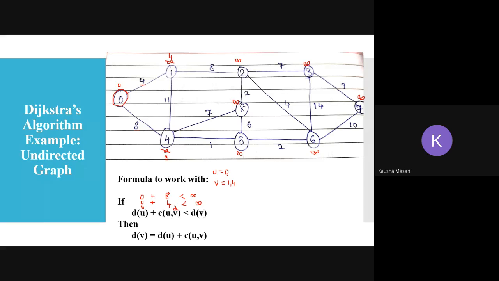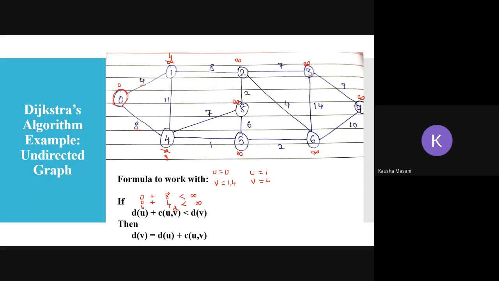Now step 2 is to select the shortest distance vertex out of all. The shortest distance is 4, because we have 4, 8 and the rest are infinity. So that is vertex number 1, because that has the distance value 4. Now look for all the adjacent vertices of this one. Adjacent vertices are 4 and 2.